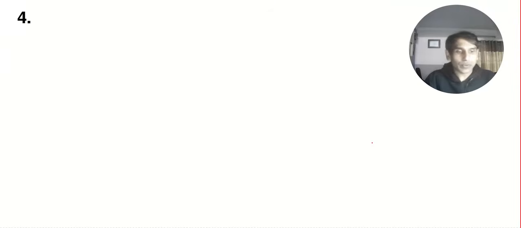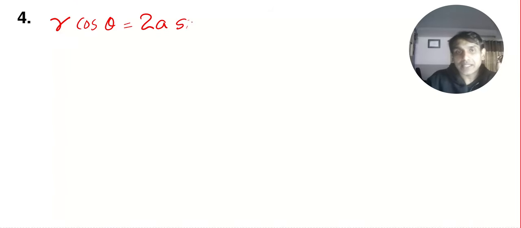Question number 4. Now, since you understood the method, it's time to make the question a little bit more tough. So please write, find all possible asymptotes of r cos theta is equal to 2a sin theta. Come on, tell me what is step number 1. Step number 1 is find the value of 1 divided by r.